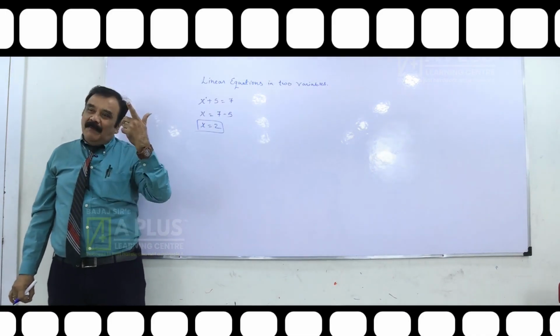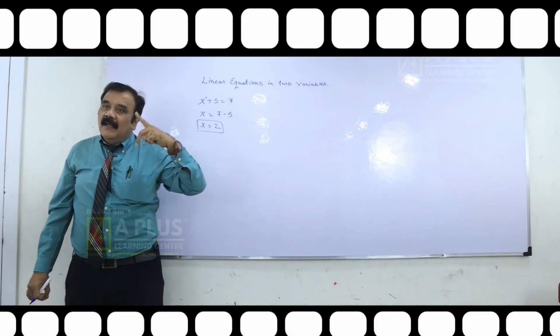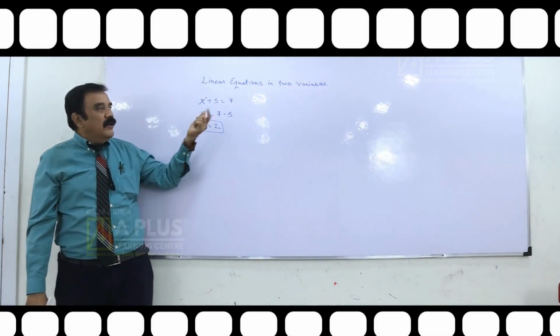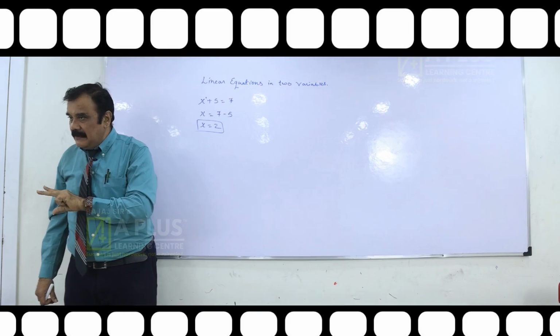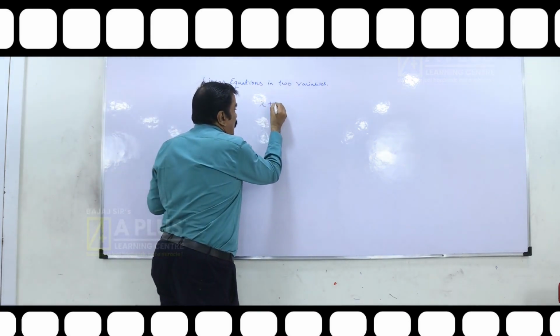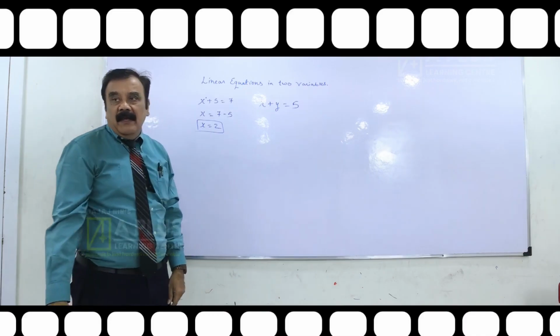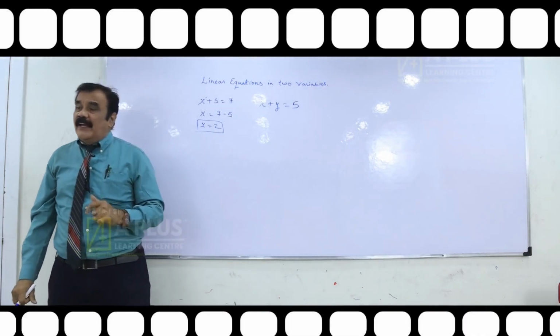Okay. Now we have come to 10th standard. From 8th we have come to, even in 9th you had done this. Now in 10th standard, naturally you will not have one variable, you will have two variables. Is that clear? So the two variables, x plus y is equal to 5. Suppose I give you this equation, x plus y is equal to 5.